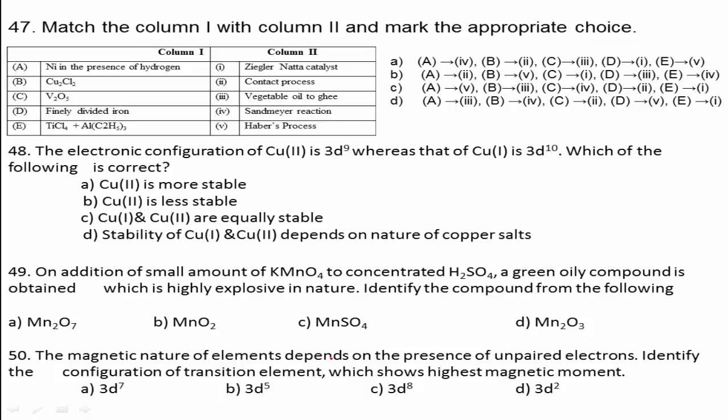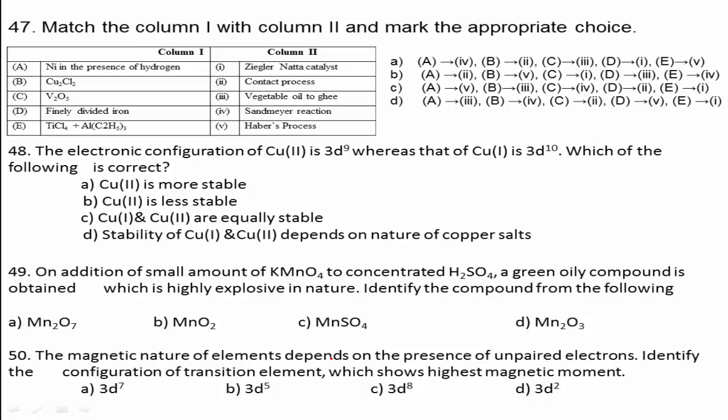Next question number 47. Match column 1 with column 2 and mark the appropriate choice. In column 1 they have given nickel in presence of hydrogen, Cu2Cl2, vanadium pentoxide, finely divided iron, and titanium tetrachloride with triethyl aluminium. In column 2 they have given Ziegler-Natta catalyst, contact process, vegetable oil to ghee, Sandmeyer's reaction, Haber's process.